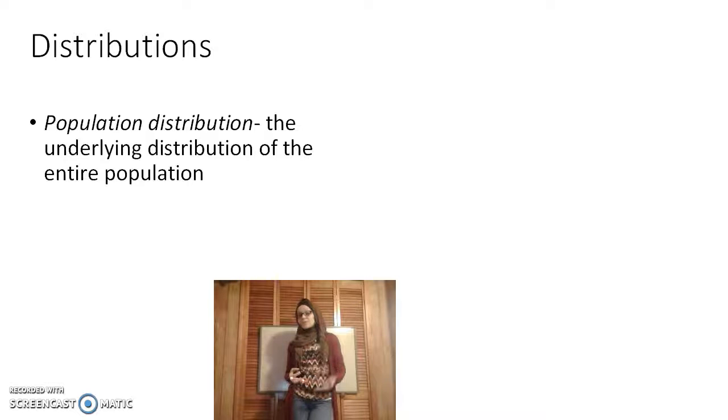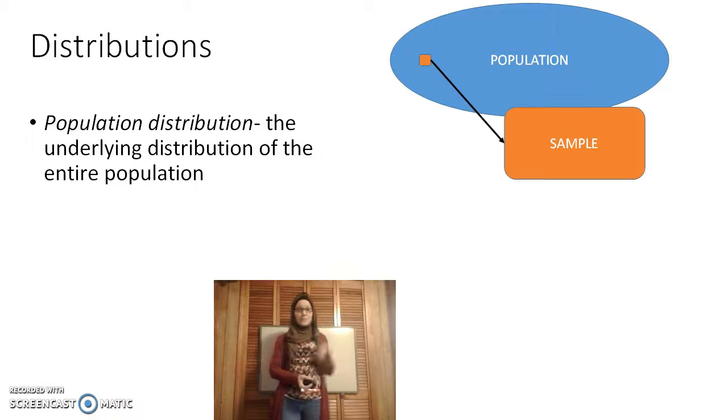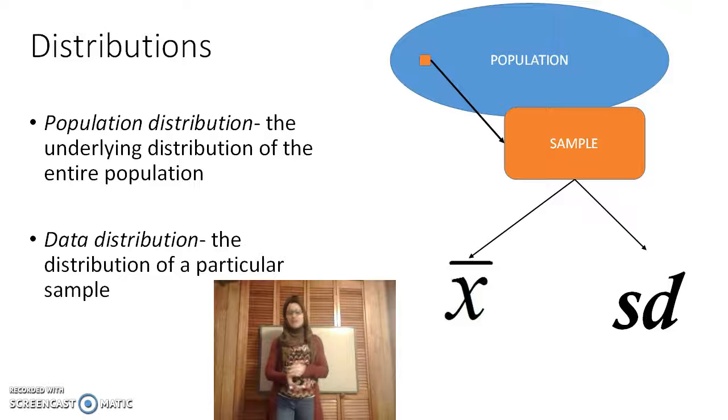So we've already talked about population distribution, right? That's that underlying distribution that we're interested in, that large group that we can't go out and sample every single person, because then we'd have census data. So what do we take from a population? A sample, okay? And we've been talking about a sample quite a bit in this class. And from the sample, we calculate a mean and standard deviation. Good, okay? And so from that sample, we can get what's called a data distribution. That's what we've been working with all semester.